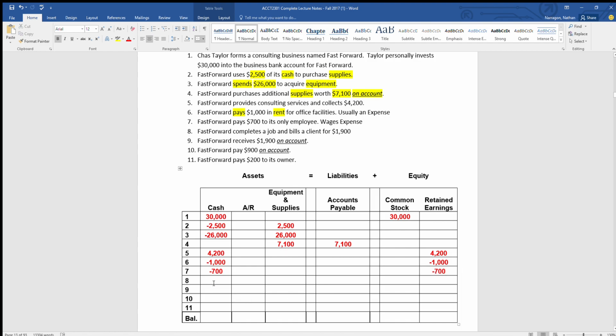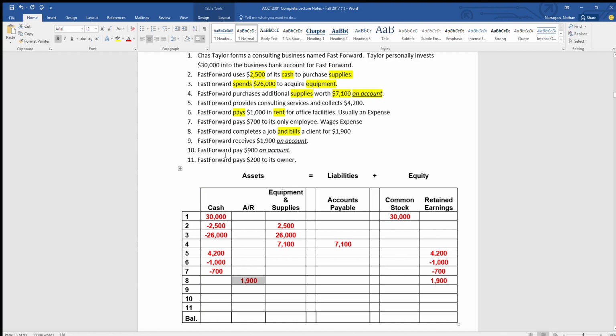Number 8 says we have completed the job and we have billed the client for $1,900. Now, we have billed the client, so we do know we have revenue. We've performed the job and we did it. Problem is, we've only billed the client, so we haven't yet collected the money. So this is known as accounts receivable. When we bill someone yet haven't received the money.